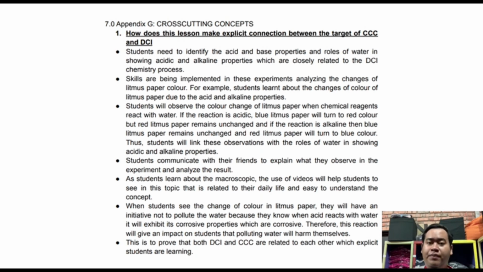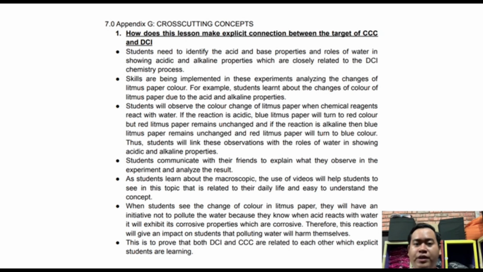Next, skills are being implemented in these experiments analyzing the changes of litmus paper color. For example, students learn about the changes of color of litmus paper due to the acid and alkaline properties. Students will observe the color change of litmus paper when chemical reagents react with water. If the reaction is acidic, blue litmus paper will turn red, but red litmus paper remains unchanged. If the reaction is alkaline, blue litmus paper remains unchanged and red litmus paper will turn blue. Thus, students will link this observation with the roles of water in showing acidic and alkaline properties.